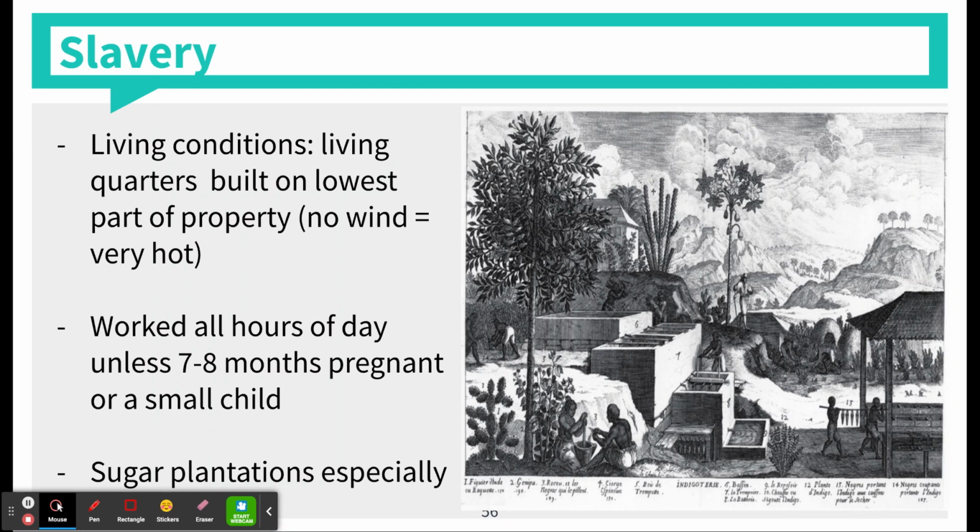The housing was built so low into the ground that the wind didn't reach, and it became very hot. They were working all hours of the day, even women who were 7 to 8 months pregnant, or even small children. And as I said earlier, the sugar plantations were especially dangerous. But there was a reason why Haiti was the richest of the French colonies, as it produced so much sugar.